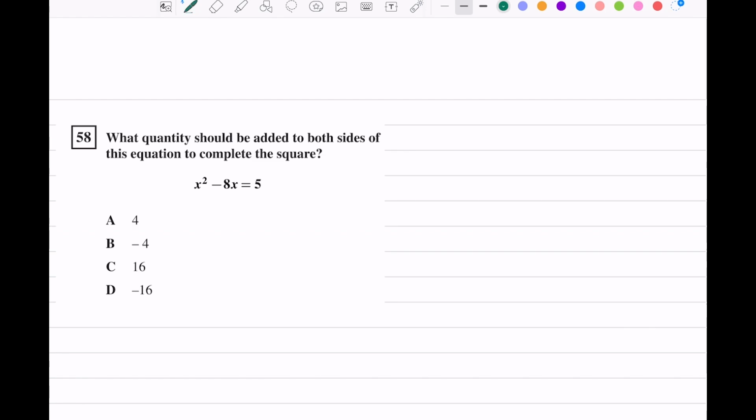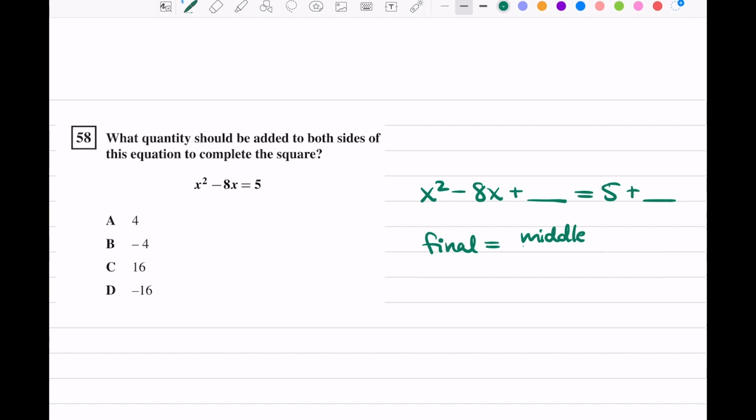What quantity should be added to both sides of this equation to complete the square? All right, so we have x squared minus 8x, and we're going to add some final term to complete the square. But since we have an equation, we need to add that to both sides. Now, what is that final term? We have a formula. We know that our final term is equal to our middle term divided by 2 and squared. In this case, our middle term is negative 8, so we'll plug that in.